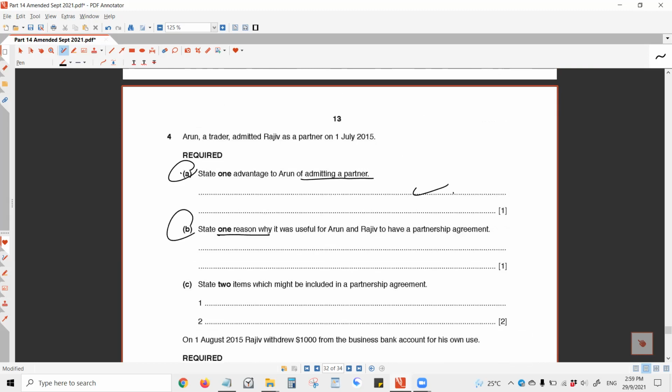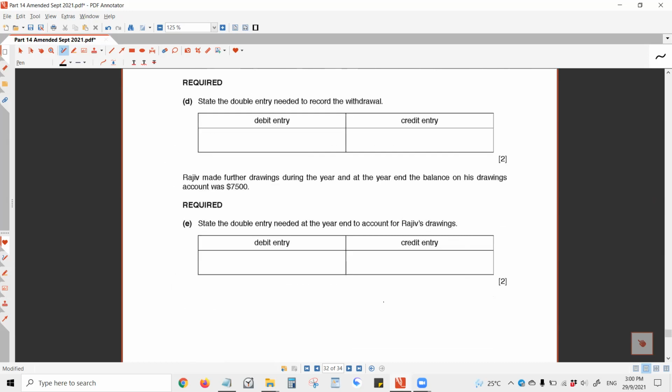And state one reason why it was useful for Arun and Arjiv to have a partnership agreement. Remember, I wrote you that line just now: to avoid future disagreement among the partners. So once again, important. State 2 items which might be included in a partnership agreement. So all the theories that you have gone through with me just now are very important. They always come out in the exam. So you can see how important it is.